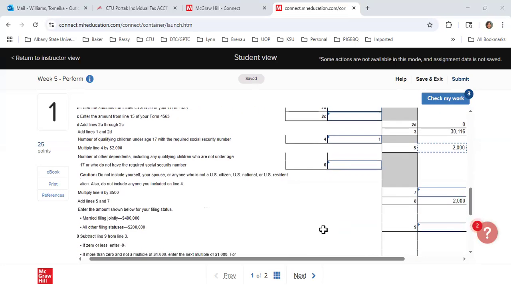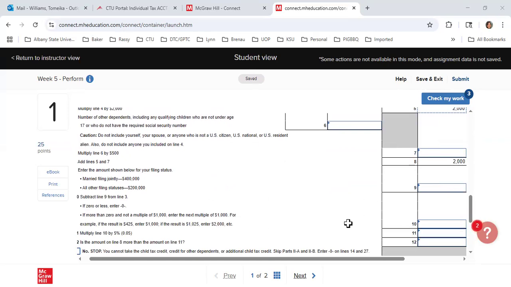All right, so now we're going to move down further to line 9, where it says to enter 200,000 for all other statuses, which is the case for this taxpayer. So 200,000. And line 10 says subtract line 9 from line 3, and if it is 0 or less, enter 0. It is going to be a negative number, so we're going to enter a hard 0 on line 10.